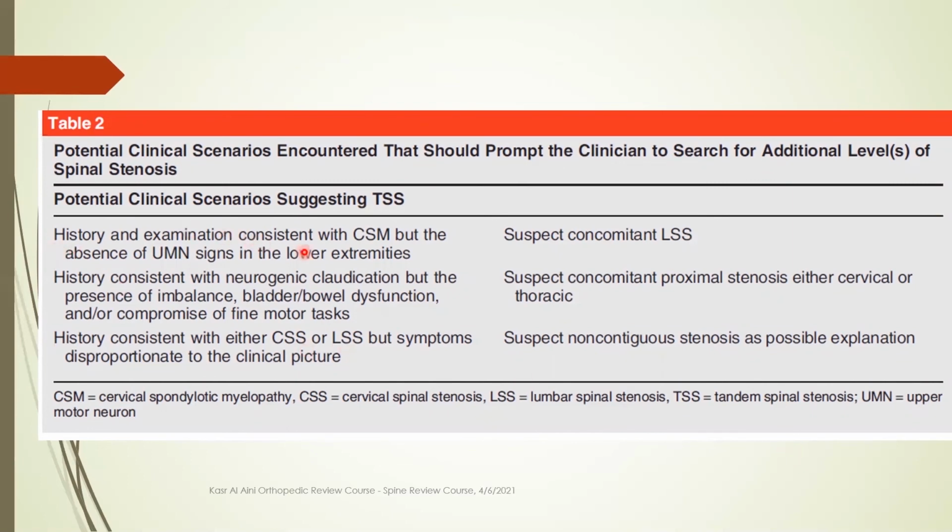History and examination consistent with cervical spondylotic myelopathy, but the absence of upper motor neuron signs in the lower extremity, which is suggestive of concomitant lumbar stenosis. History consistent with neurogenic claudication, but the presence of imbalance, bowel and bladder dysfunction, compromise of fine motor tasks, raise the suspicion of proximal stenosis, cervical or thoracic. History consistent with cervical or lumbar stenosis, but symptoms are disproportionate, suspect non-contiguous stenosis as a possible explanation.